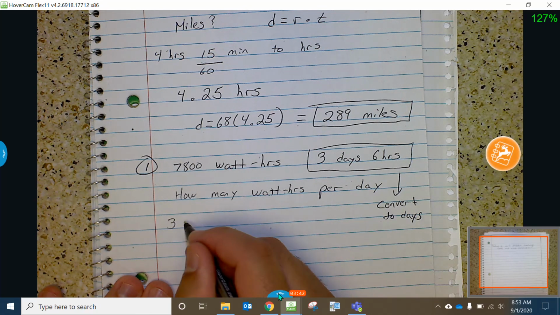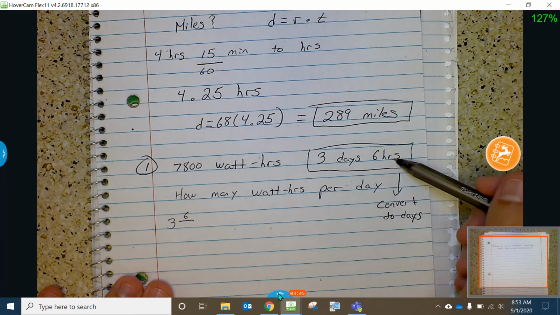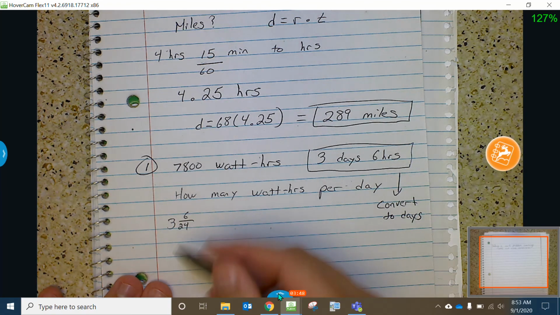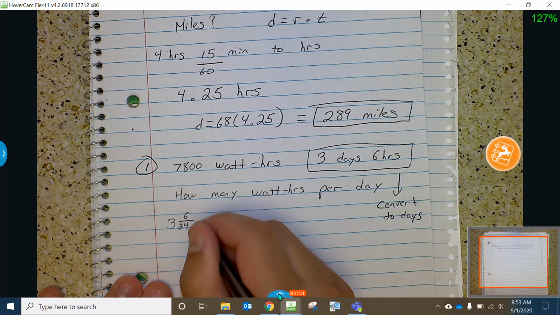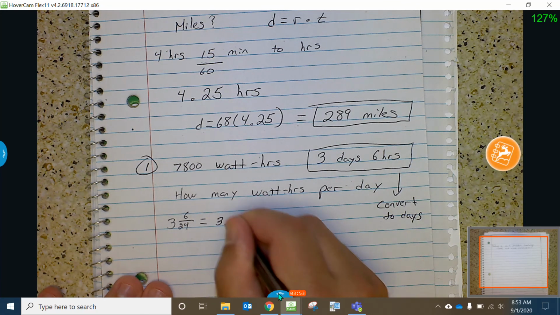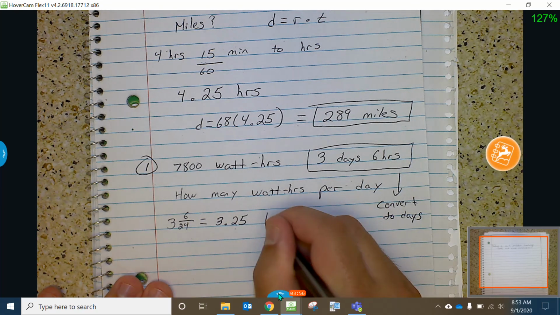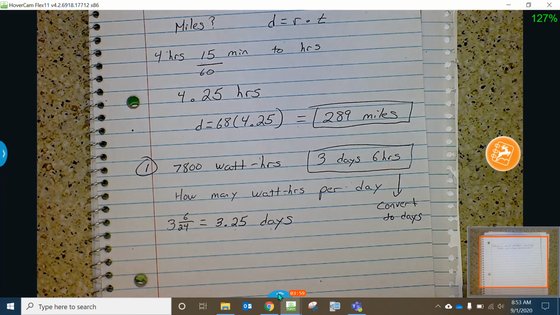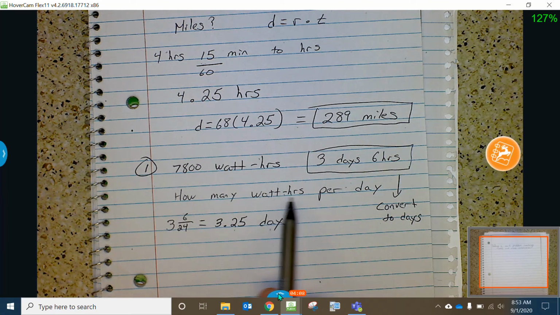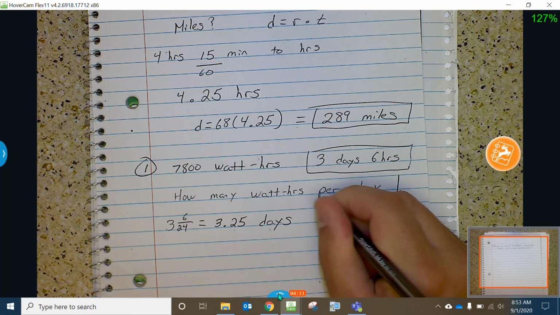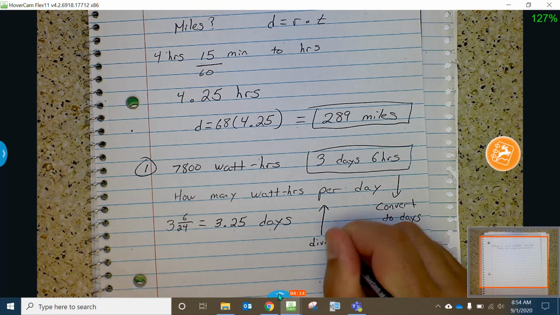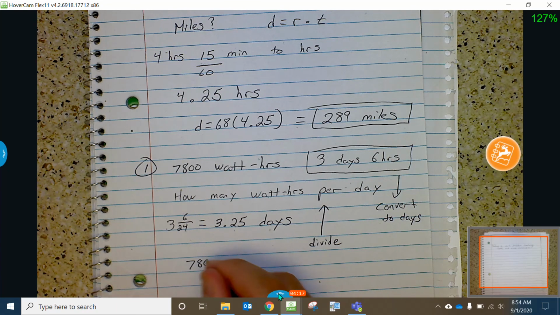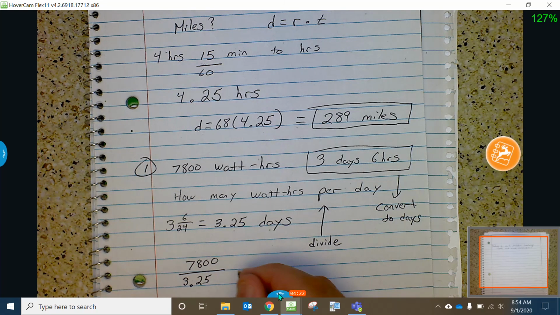So what we're going to do is divide the 6 by how many hours in a day? It's 24. So 6 divided by 24 is 0.25. So that's going to be our 3.25 days. So here they're asking how many watt hours per day. This "per" can tell us that we're dividing. So we're going to take the watt hours, 7,800, and divide it by the 3.25 to get it per 1 day.